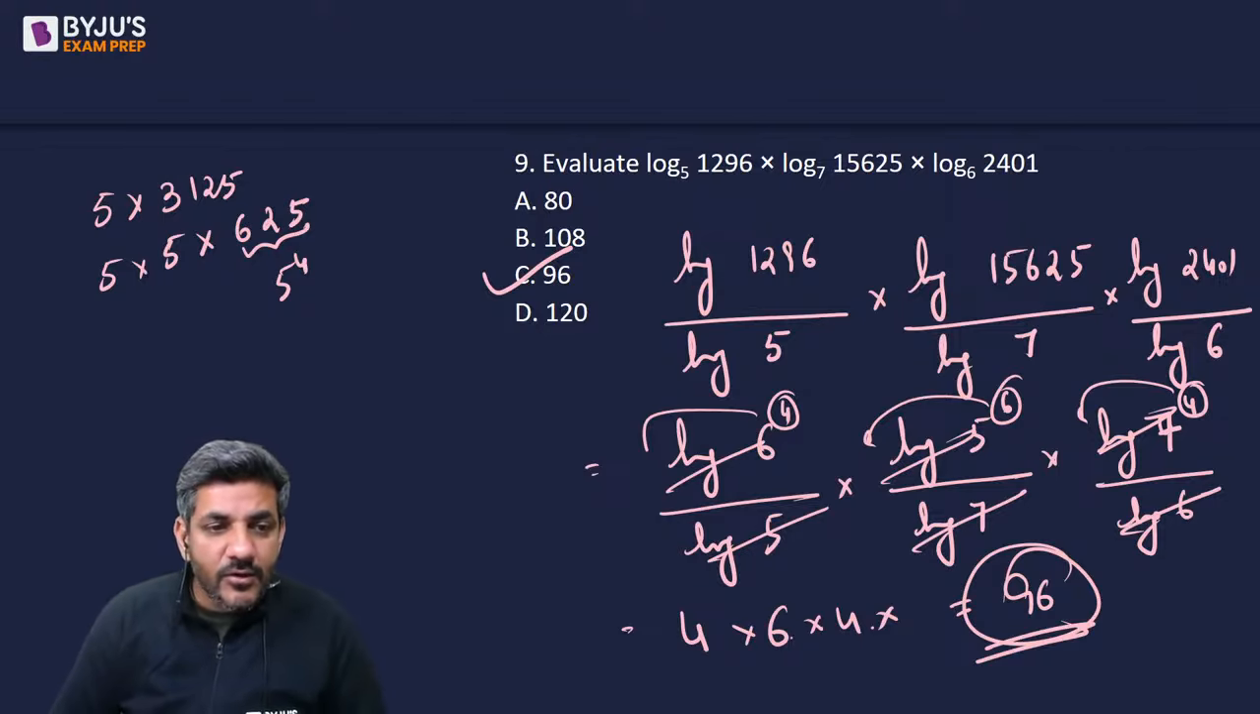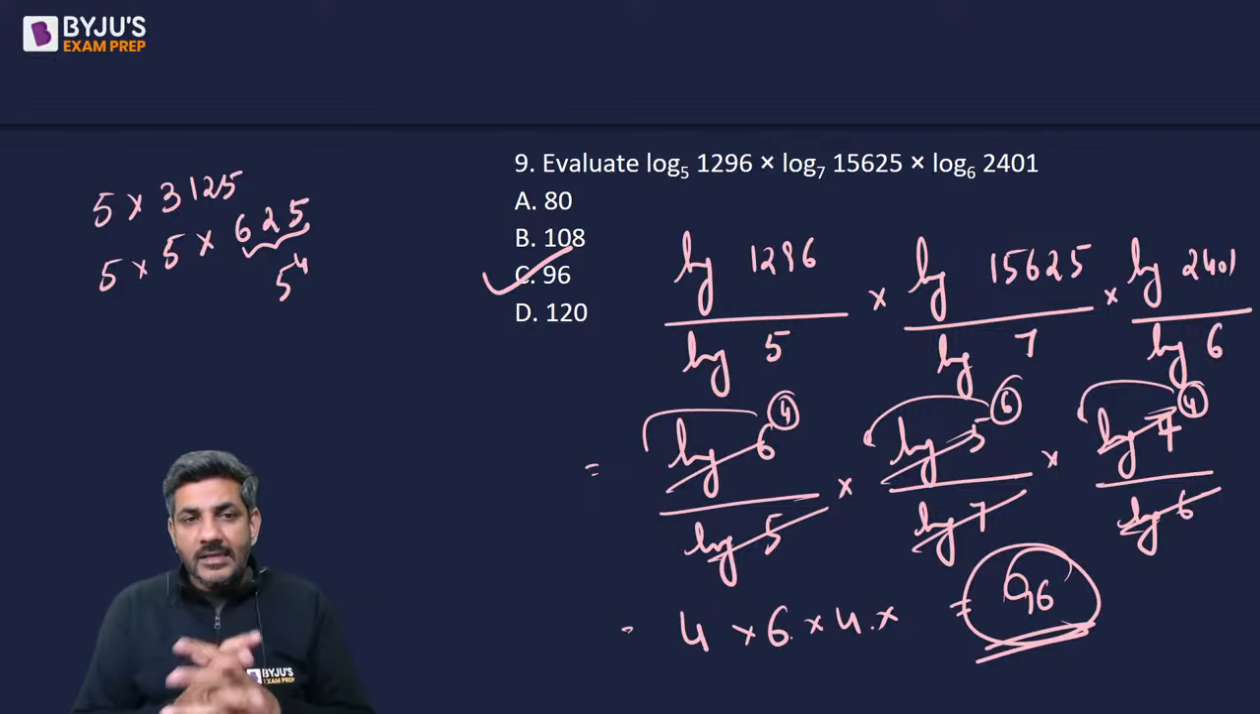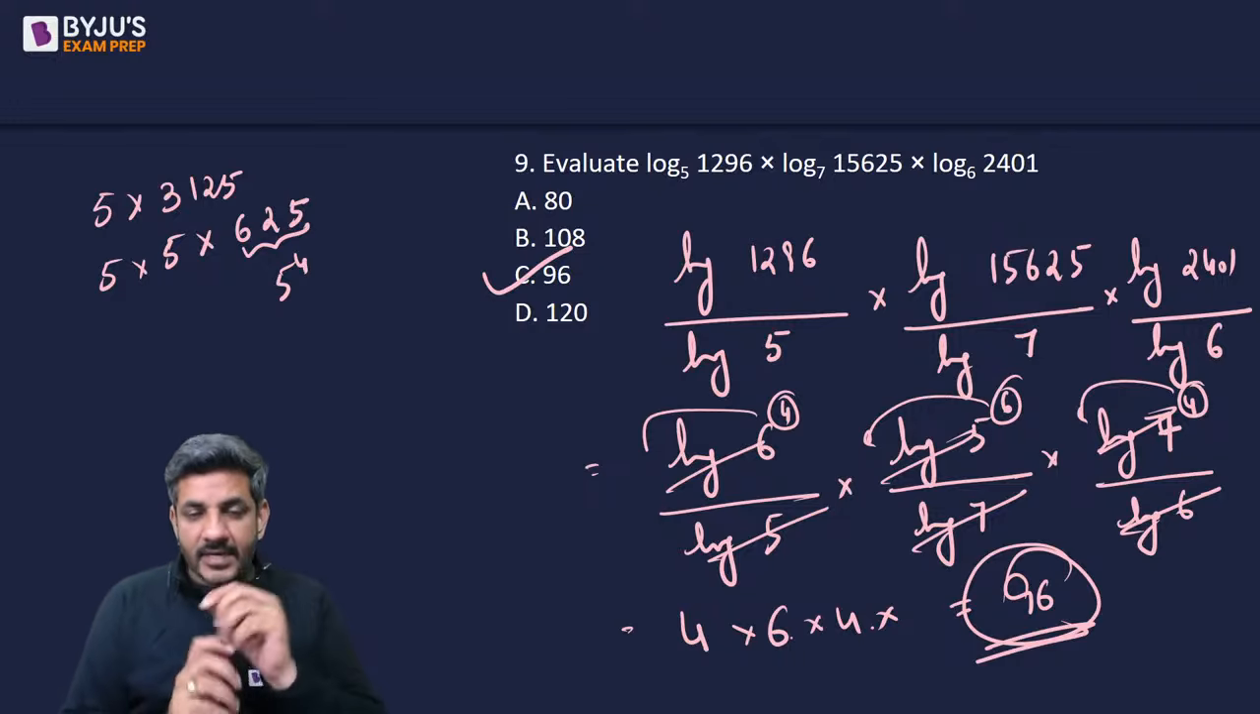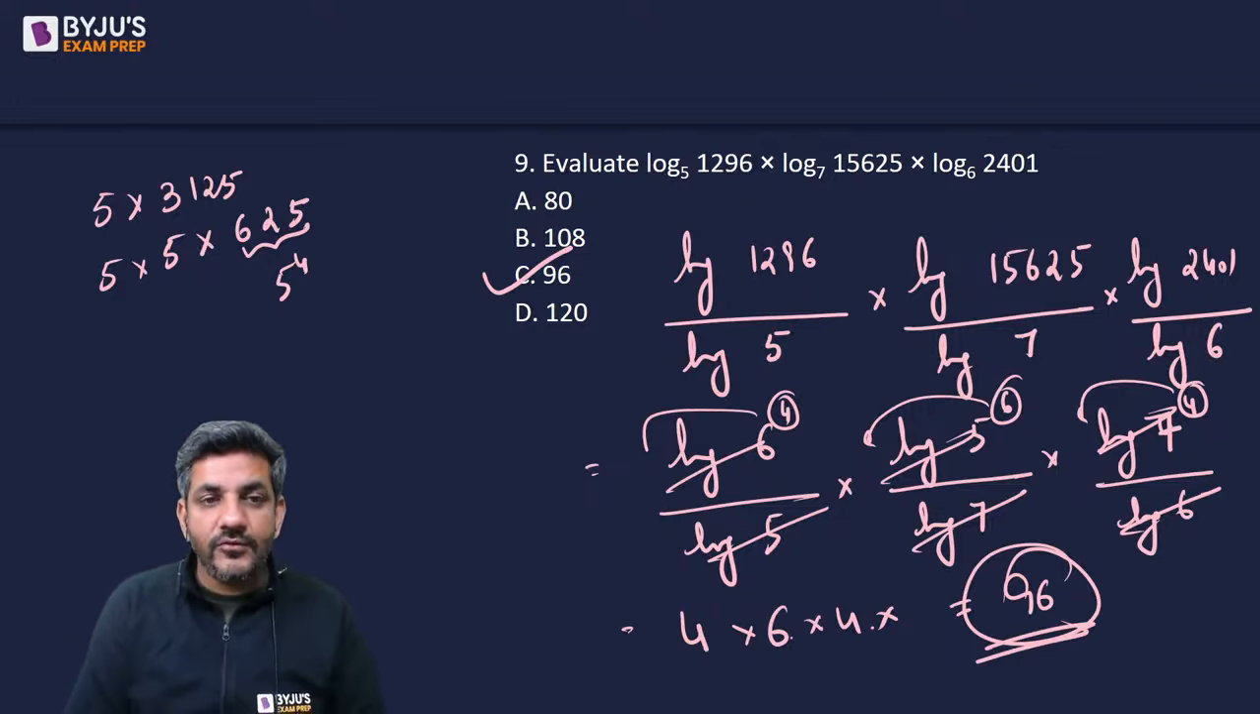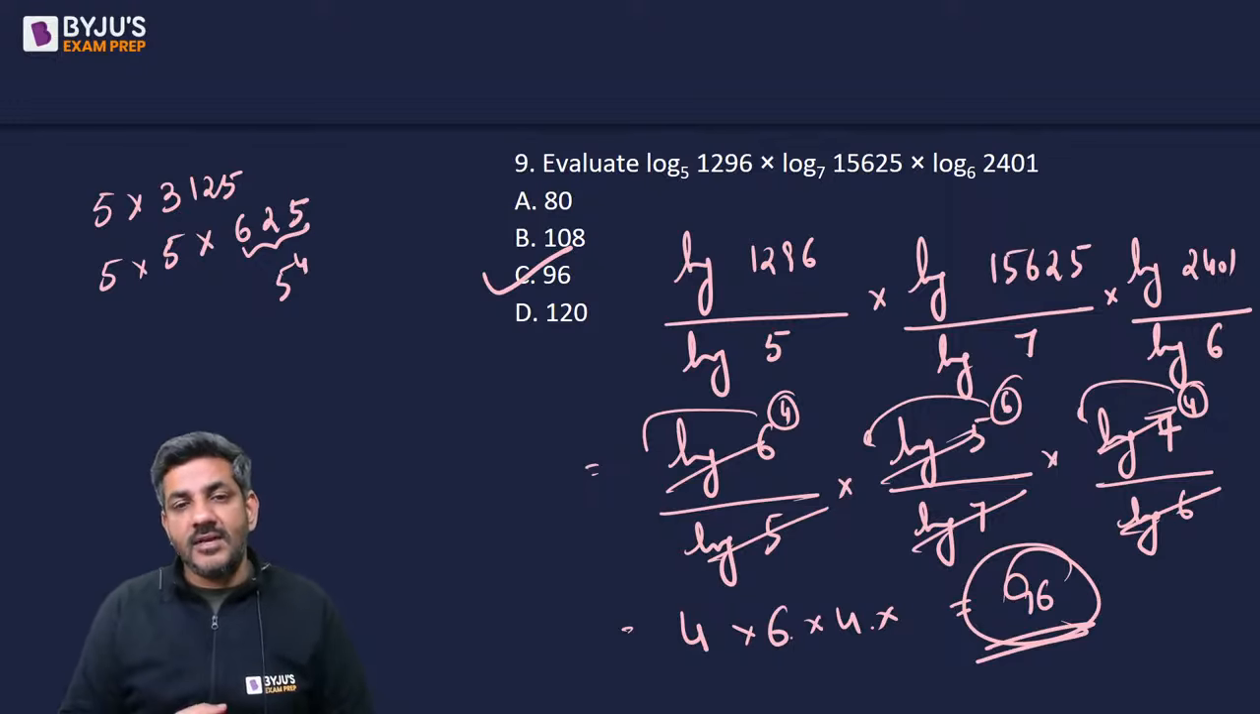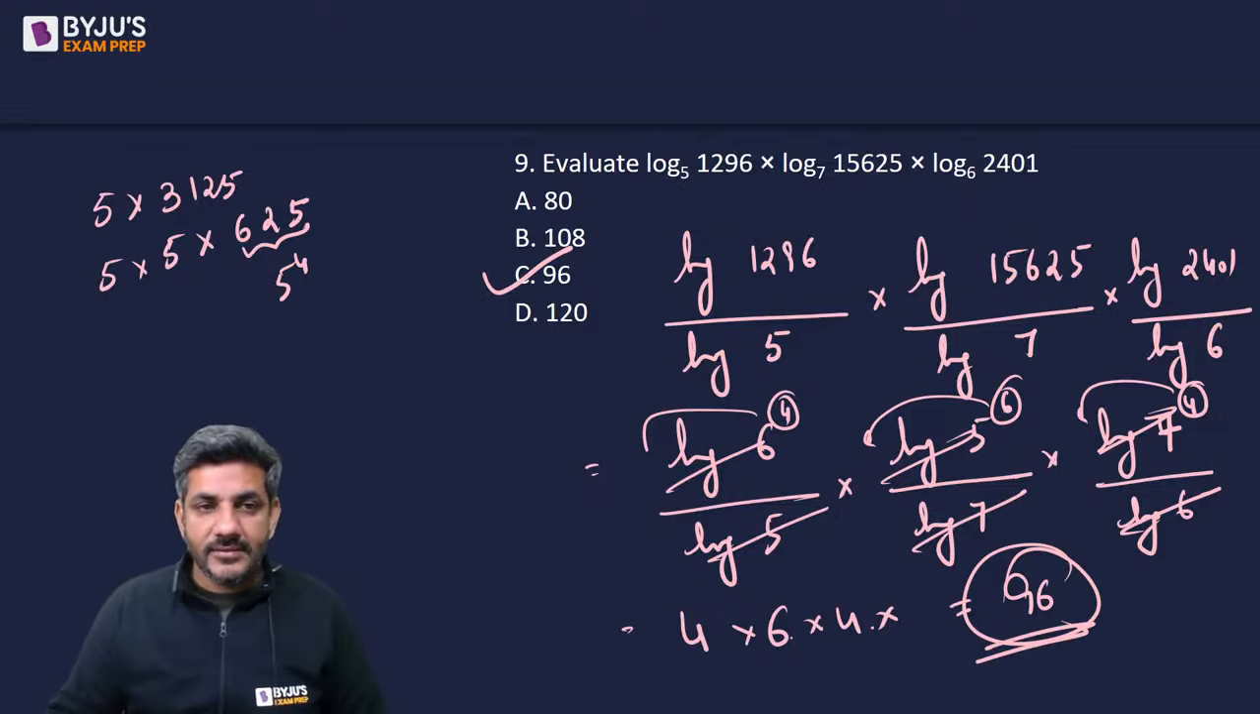Yogesh Chaudhary got D. Yogesh, I'm sure that now it is clear. The correct answer is 96 because we are getting 4 into 6 into 4 in this question. Multiply it and you get 96. So 96 is the right answer for this question.